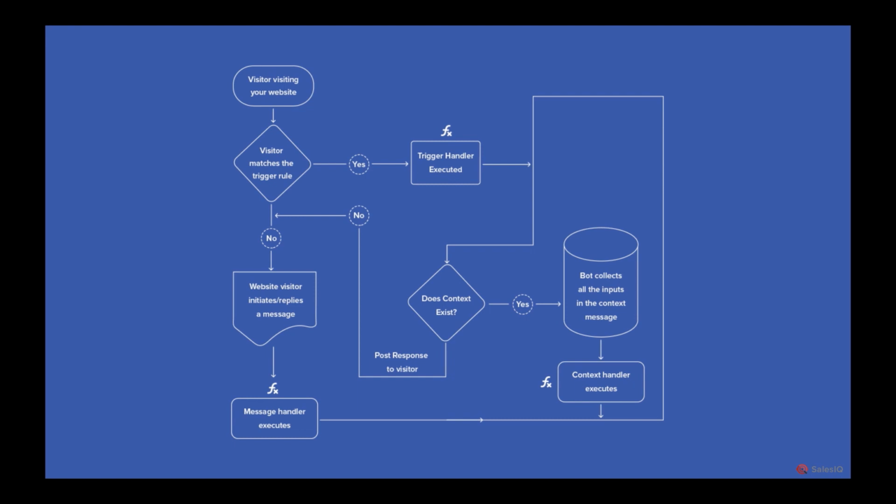When the visitor sends out a message, the message handler comes into play. It's going to check if the context in the message exists, and if it does, it'll collect all the inputs that it can find in the message. Otherwise, it'll start looking for another message that matches the existing context. Once the message handler is successfully executed, the context handler executes. This is invoked after collecting all the necessary inputs for a particular context.